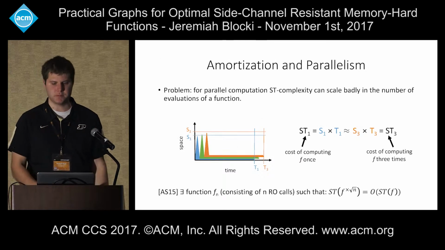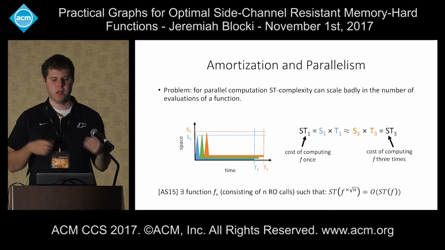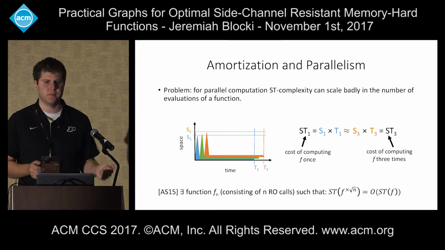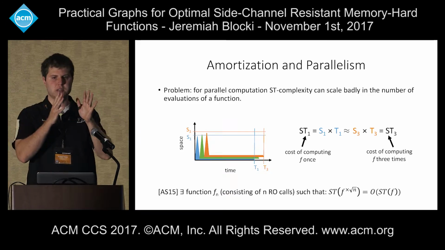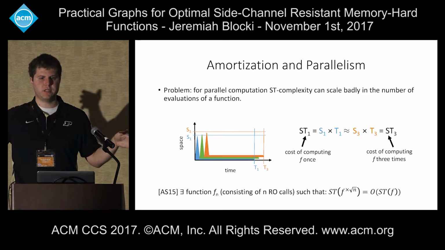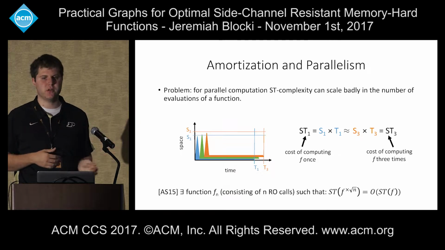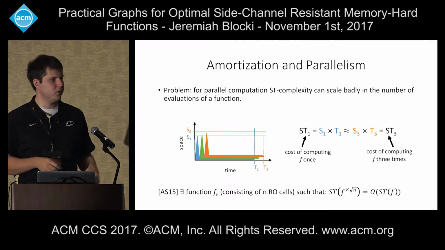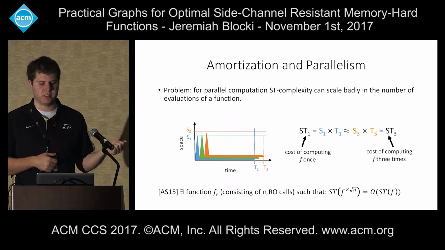appropriate for password hashing. And the real problem here is that for parallel computation, amortized space-time complexity can scale badly in the number of evaluations of the function. Here's a simple example. So suppose that we have a pebbling which initially uses a lot of space, and then you can discard most of the pebbles for the remainder of your computation. Right? In this case, an attacker that wants to compute this function 3 times can just overlay computations. And in this case, you can do 3 times the amount of work without significantly increasing space-time complexity.